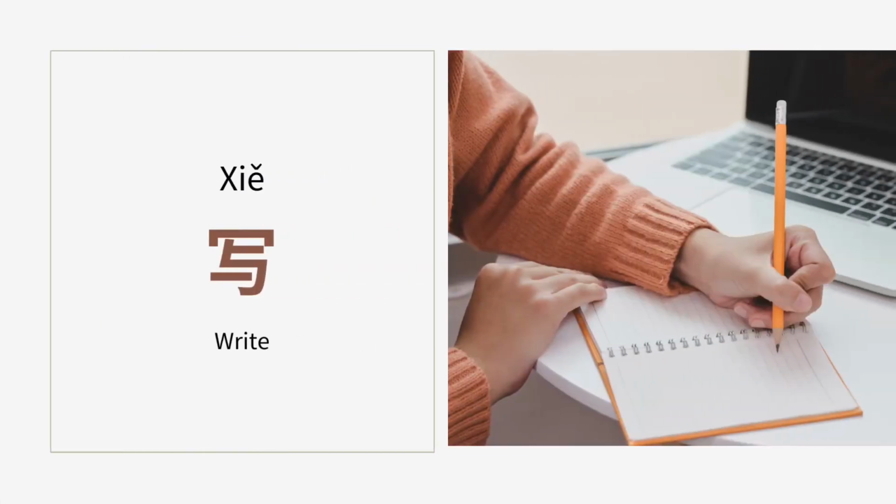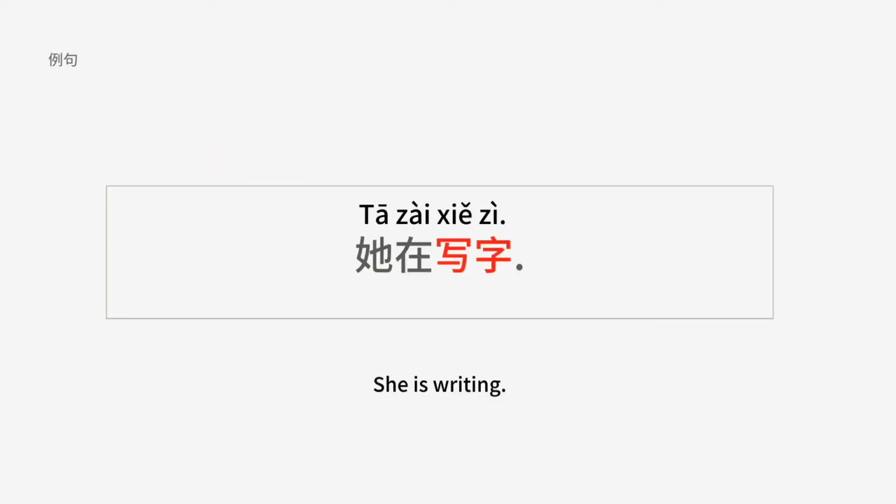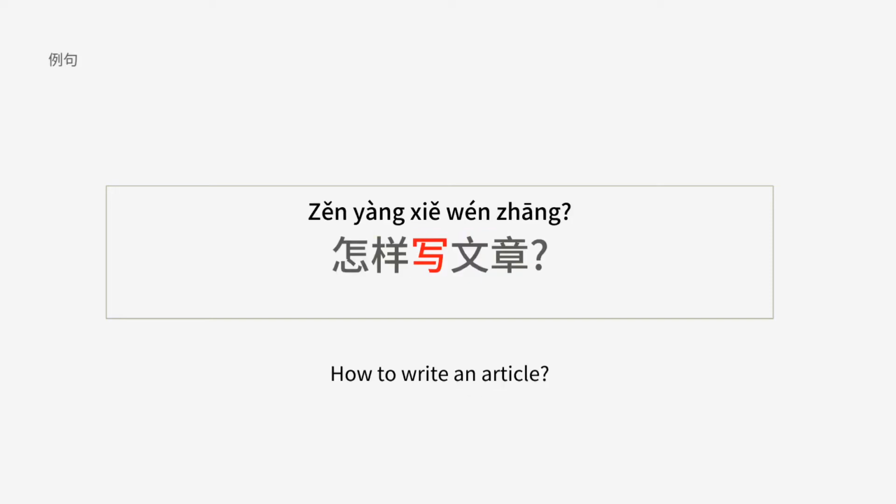Next one we have the verb write. 写字. 写文章. She is writing. 她在写字. How to write an article? 怎样写文章?